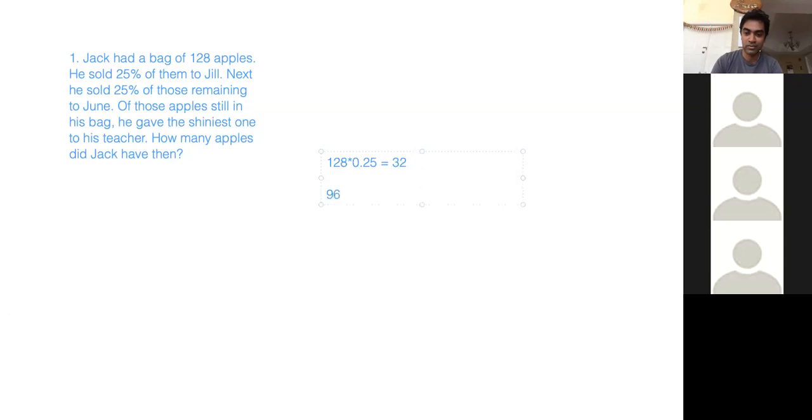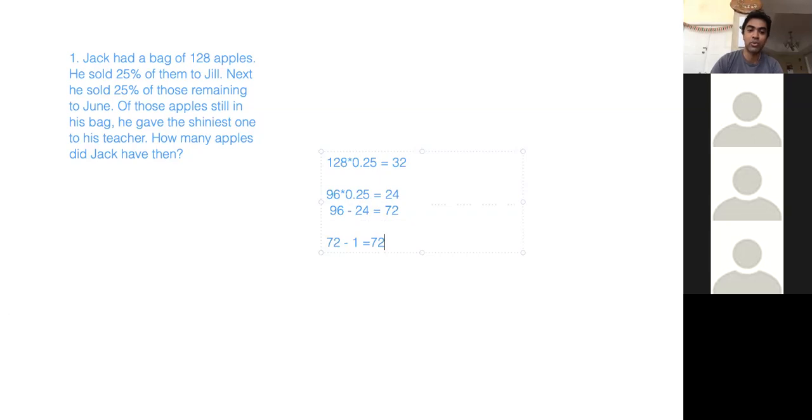Okay. So first we did 25% of 128, and we got 32. So that means he sold 32 apples to Jill. And so if he sold 32 apples, then he has 96 left. And then it says next he sold 25% of those remaining to June. So he sold 24 apples to June, which means he has 72 apples left. And then he gave one shiny apple to his teacher. So then you would do 72 minus 1, which is 71 apples left. Good.